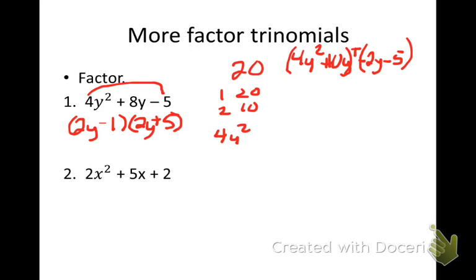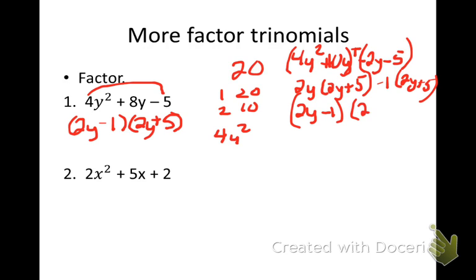Here, what do they have in common? They have a 2y, so factoring a 2y out, I'm left with 2y plus 5. Here I'm going to factor out a negative 1, leaving me 2y plus 5. So that leaves me 2y minus 1 times the quantity 2y plus 5. So I do get the same answer.